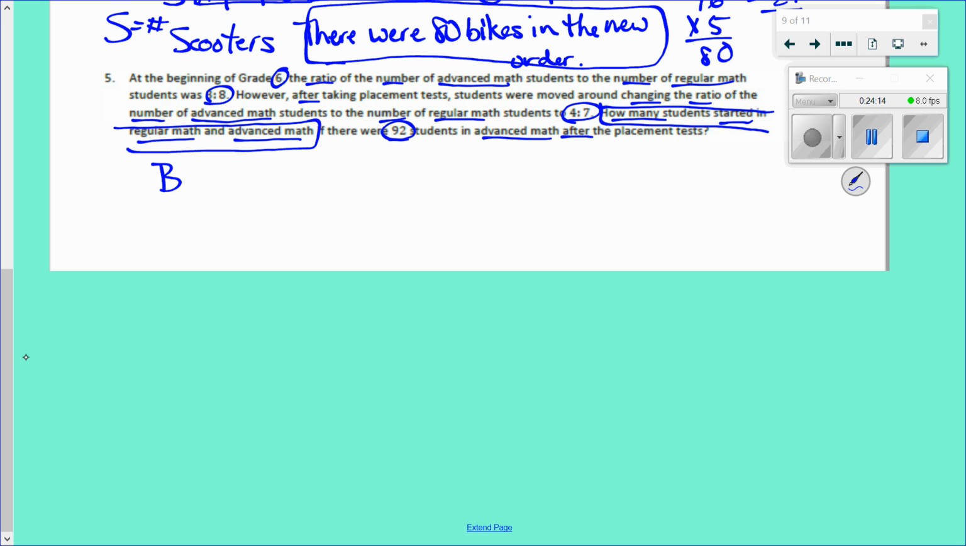We have a before the placement test and an after the placement test. Before the placement test, our ratio was 3 to 8. So I've got 3 advanced math students. 3 to 8.